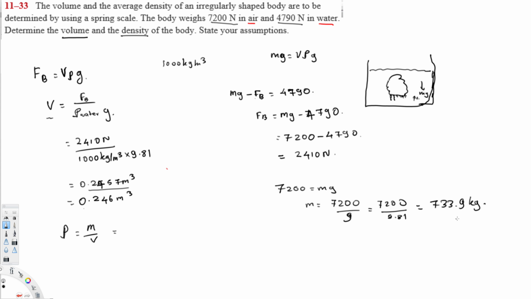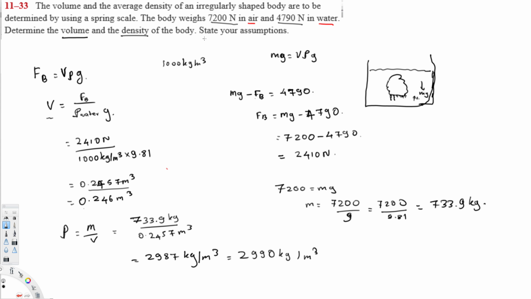So we have the mass right now. We can simply substitute that one right here and find the density. So this is going to be 733.9 kilogram per 0.2457 meter cube. And if we calculate this one, this gives us 2987 kilogram per meter cube. We can roughly say this is equal to 2990 kilogram per meter cube, and that is the final answer.